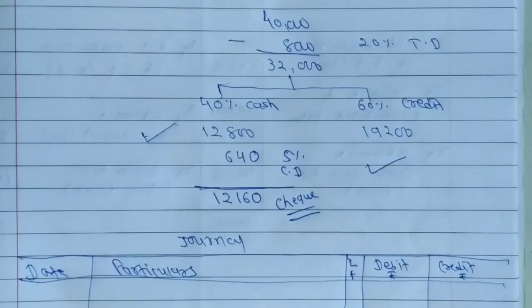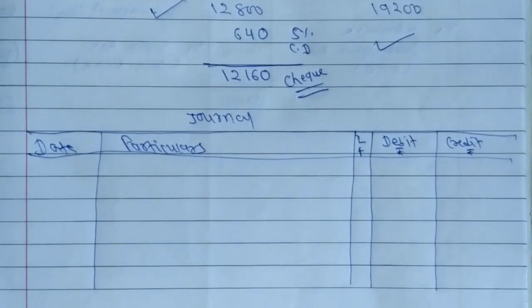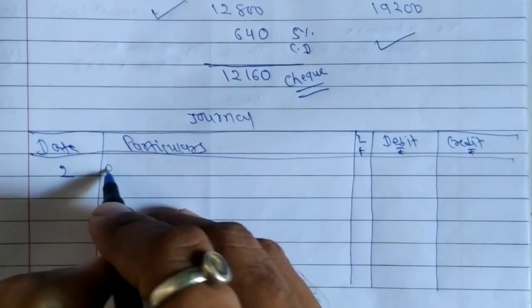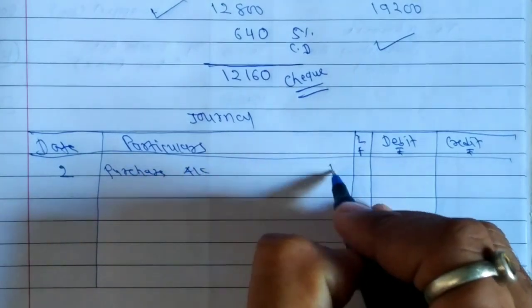So value of goods was 40,000, 8,000 we minus of trade discount, so 32,000 is the net value. 40% is a cash purchase and 60% is credit purchase. Now let us record this transaction. So first of all, it is a purchase, so we will write purchase. It is number 2, so purchase account will be debited.